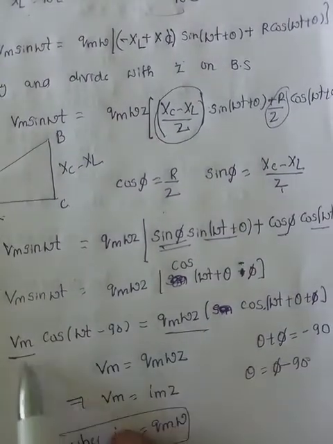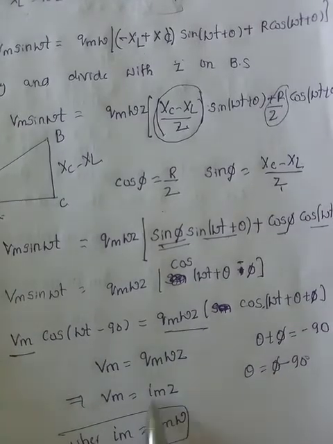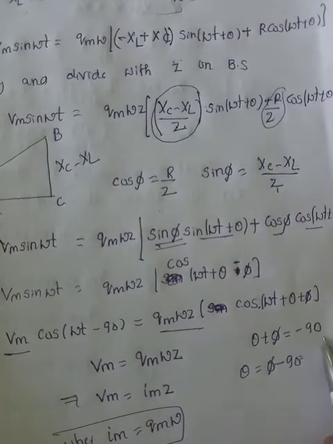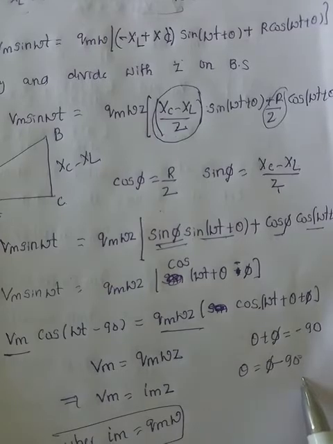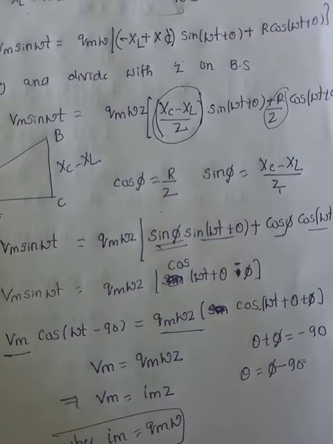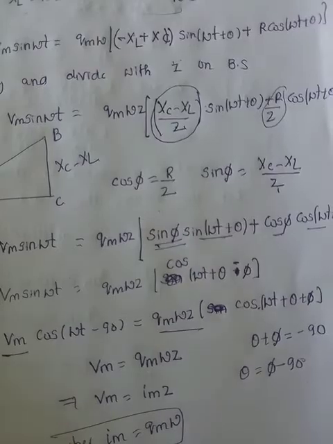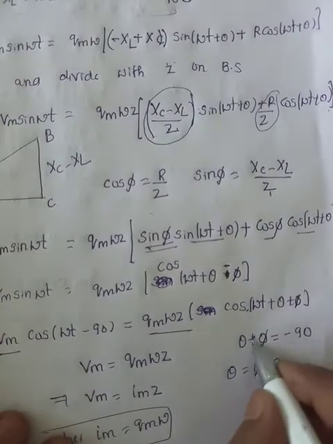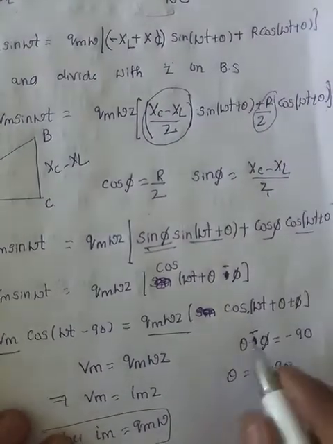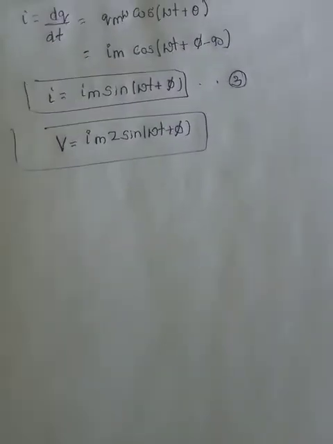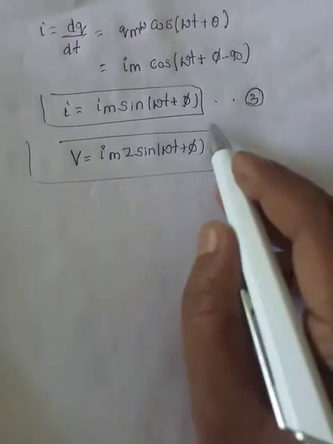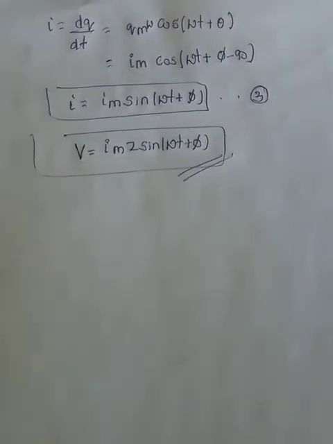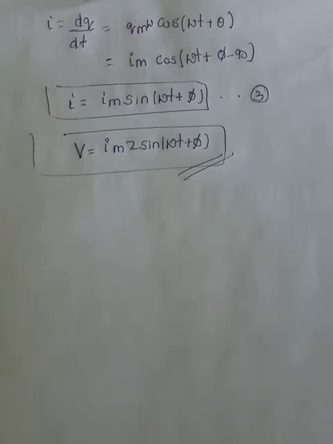So equating on both sides, Vm is equal to Qm omega Z, where Im is equal to Qm omega Z. Theta minus phi is equal to minus 90. Minus we send here, so theta is equal to phi minus 90. We got the equation I is equal to Im sin of omega t plus phi. So this equation is similar to the solution we got for the normal case. So this is about the analytical solution of series LCR circuit.